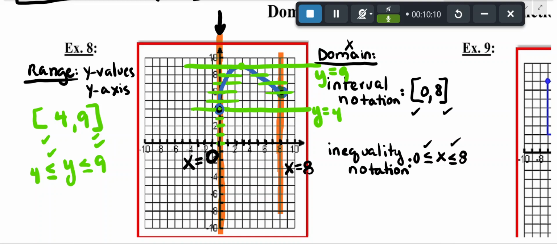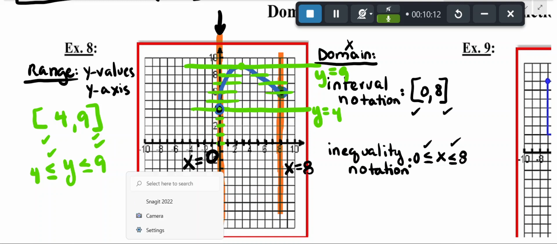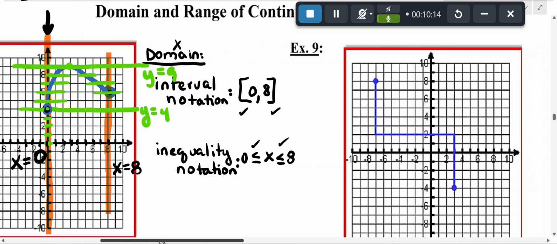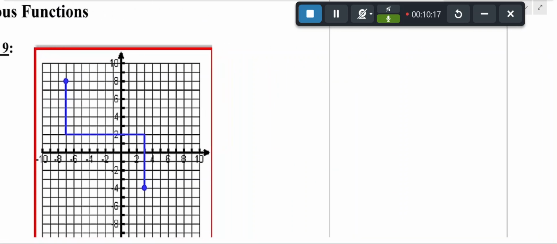How about that for the first time? Not bad, right? Make sure you do your homework so you practice the skill. Let's do this again. All right.